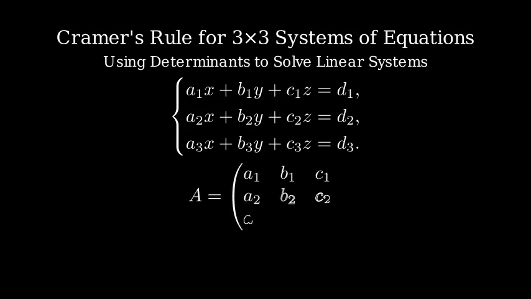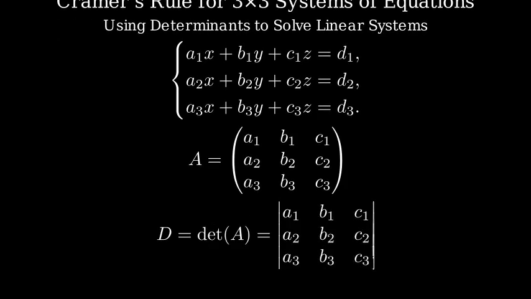This matrix, A, contains all the coefficients of our variables. The first column contains the coefficients of x, the second column contains the coefficients of y, and the third column contains the coefficients of z. Next, we need to calculate the determinant of this coefficient matrix. Let's denote this determinant as capital D.